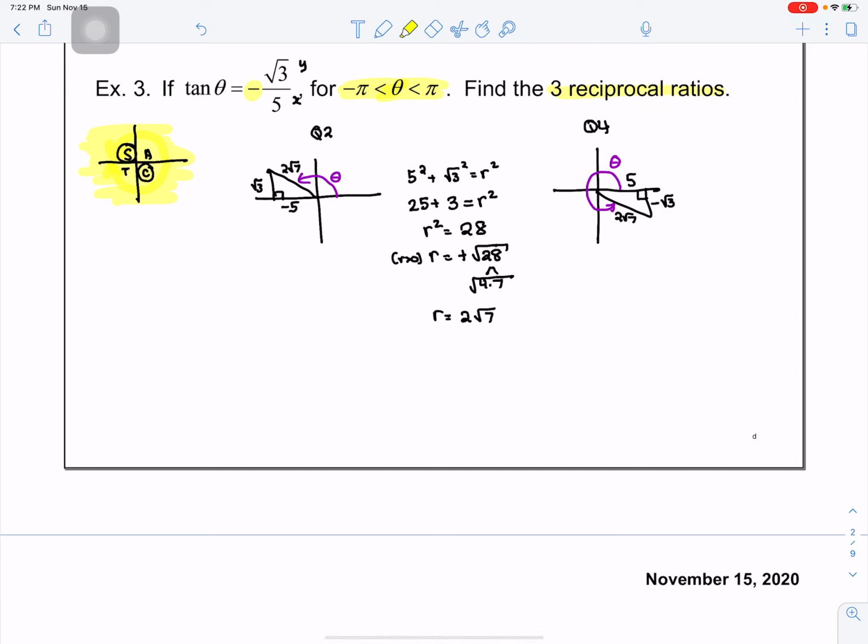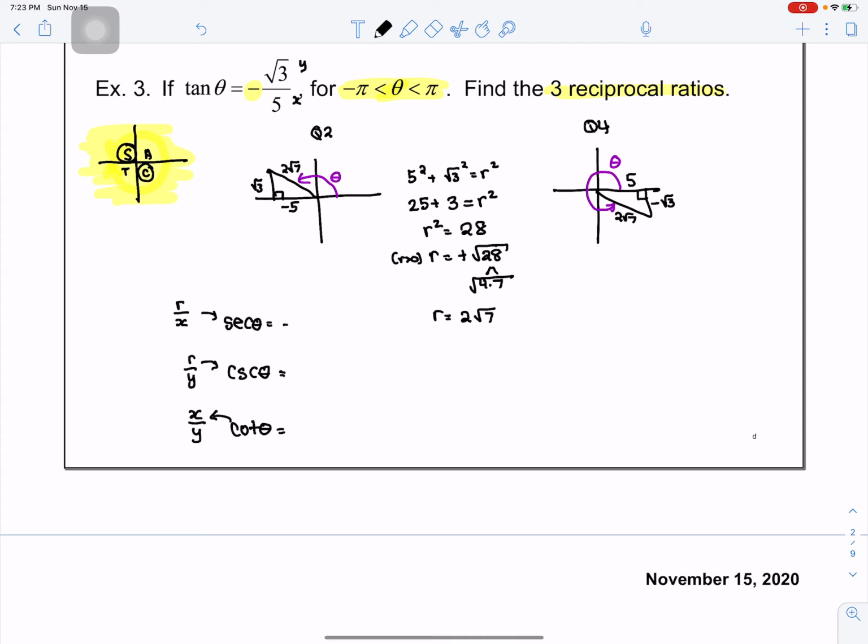Now the goal is to find the 3 reciprocal ratios. So secant theta is the reciprocal of cosine, so that would be r over x. My cosecant of theta would be my reciprocal of sine, which is r over y, and then my cotan of theta would be my y over x, but the reciprocal, which is x over y.